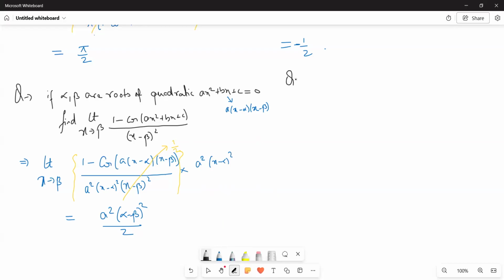Okay. Next question. If limit x tending to 0 of (alpha x minus e to the power 3x minus 1) by (alpha x into e to the power 3x minus 1) is equal to beta. Find alpha and beta.